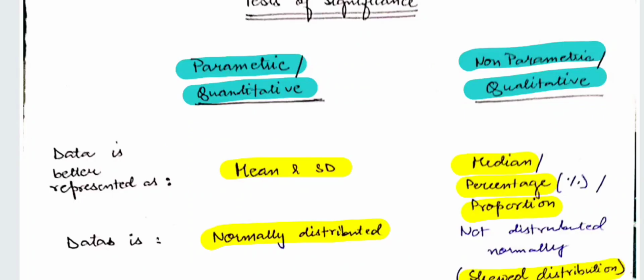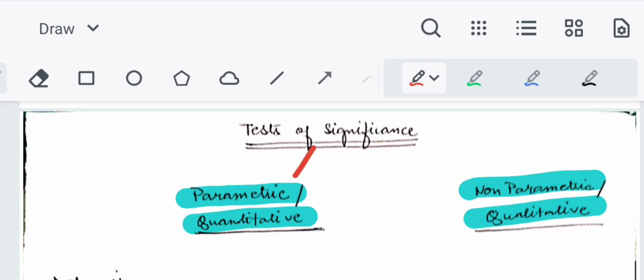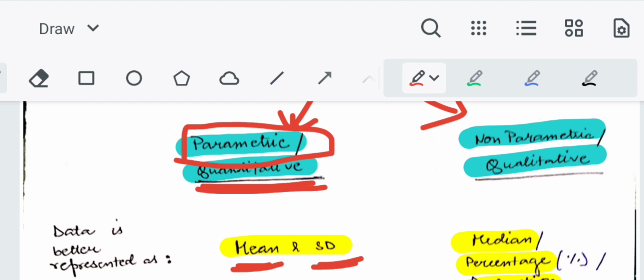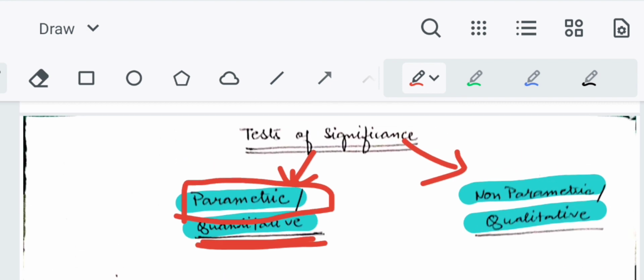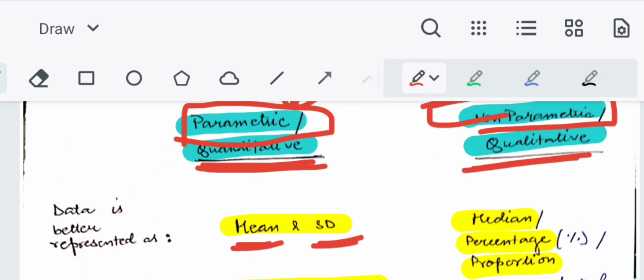So today's topic is test of significance. So let's start. Test of significance can be divided into parametric test and non-parametric test. Now, where is parametric test applied? That is in quantitative data, where the data is represented as mean or standard deviation. There we use parametric tests of significance, and non-parametric tests are used where the data is qualitative, that is where the data is represented as median or percentage or proportion, right?